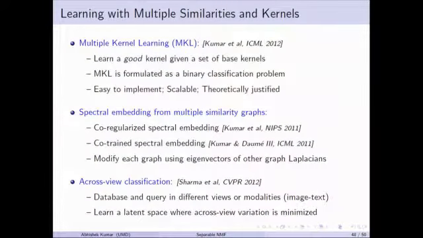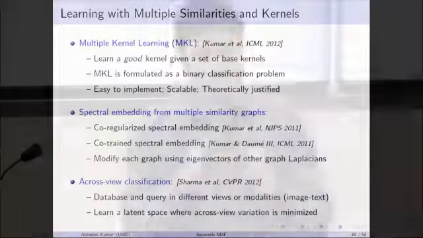And this problem setting is that we have a database in which we have data points from one modality and the query is coming from a different modality. The goal is, given a query, to recover the corresponding element from the database. One example is image retrieval from a text query and vice versa.